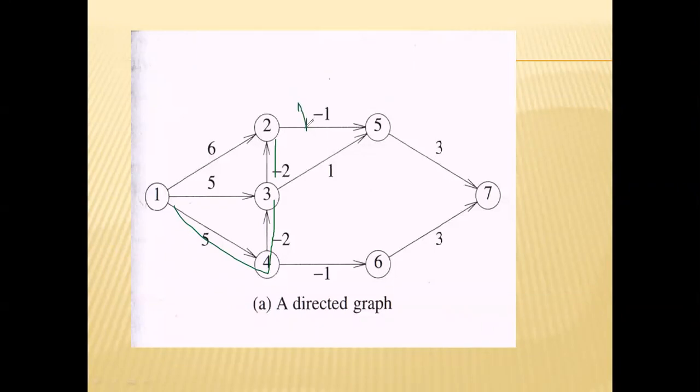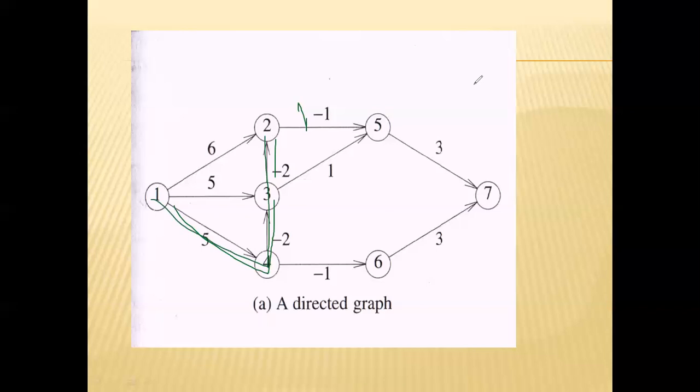Suppose you are finding the shortest path from 1 to 2 by using 3 edges. A shortest path is available from 1 to 2 using 3 edges: from 1 to 4, 4 to 3, 3 to 2, and it is equal to 1. That is 5 minus 2, 3, 3 minus 2, which is 1.